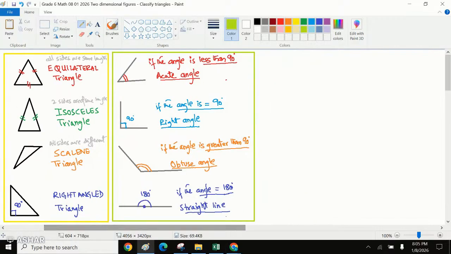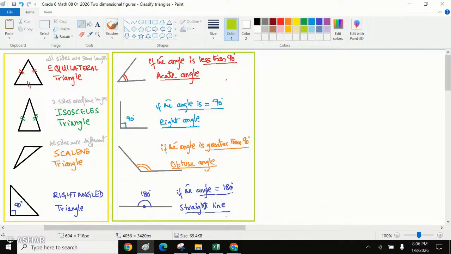So scalene is where no sides are equal, and right angle is where there's a right angle. Talking about the angles: less than 90 is acute, 90 is right, and greater than 90 is obtuse. And 180 you can call a flat line, or I would say a straight line, right? It would become a line. Okay.